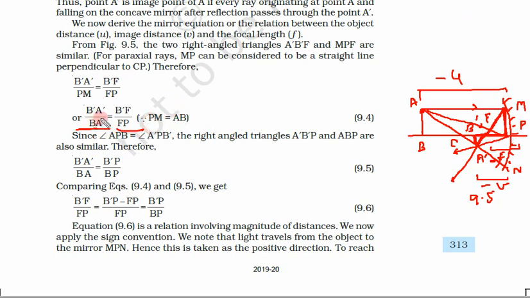How do we put PM equal to BA? Because from the diagram we can see this PM is equal to AB, that we have put here. The rest of the equation is the same: B dash A dash, B dash F, FP. We have just put BA in place of PM, because PM and AB are equal. So from the property of similar triangles, and since these two are equal, we have put the values, and we have got up to this point.